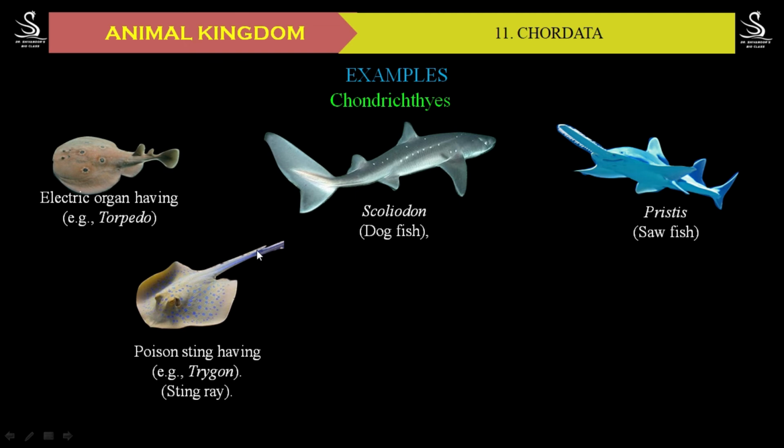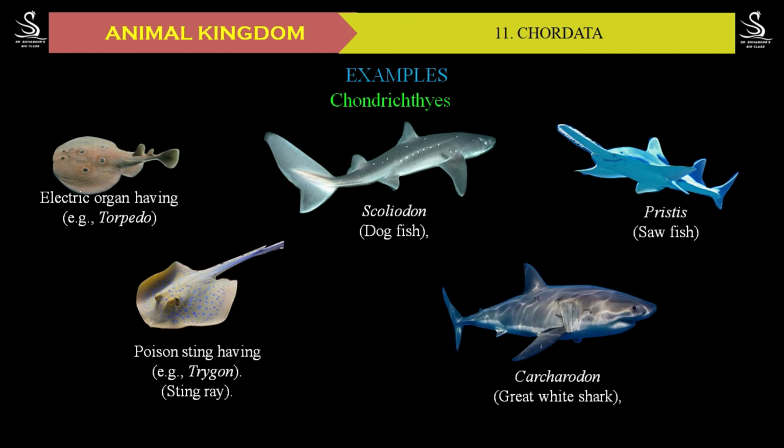What is the use of that poison in this fish? Whenever any other predator is attacking it, at that time it will release the poison in the water. By that poison, the predator is going to become anesthetized, and at the same time this fish will escape from the predators. It is scientifically called Trygon. You need to remember all the scientific names and common names of these fishes. So one more example is Carcharodon. It is also called a great white shark.